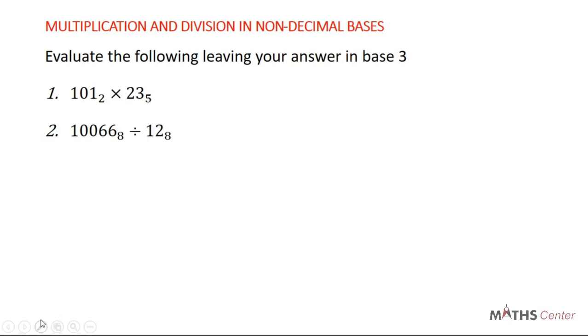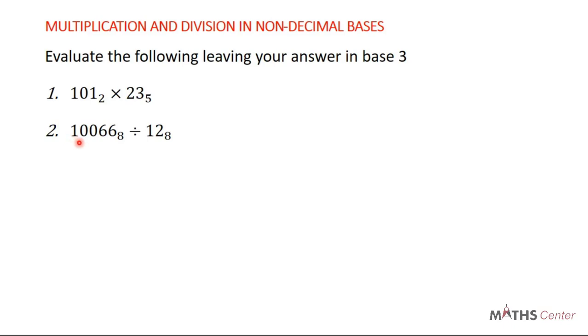If you look at this very carefully, you will see that in the previous video, the two numbers that we are multiplying were in the same base. But in this video, the two numbers that are multiplying here are in different bases. So the question is telling us to evaluate this, leaving our answer in base 3. So for here, we have 101 base 2 times 23 base 5. And we are supposed to do this multiplication and we leave our answer in base 3.